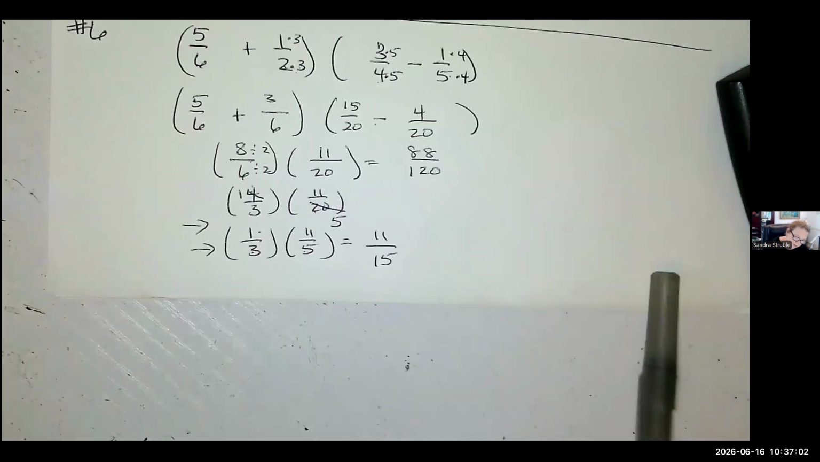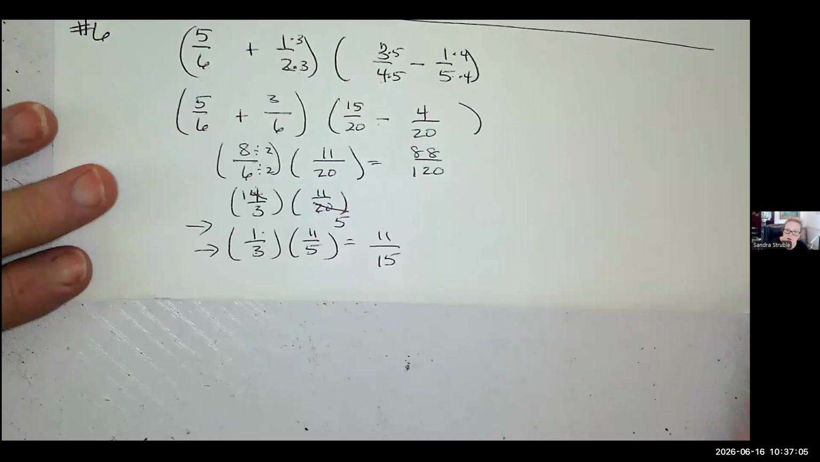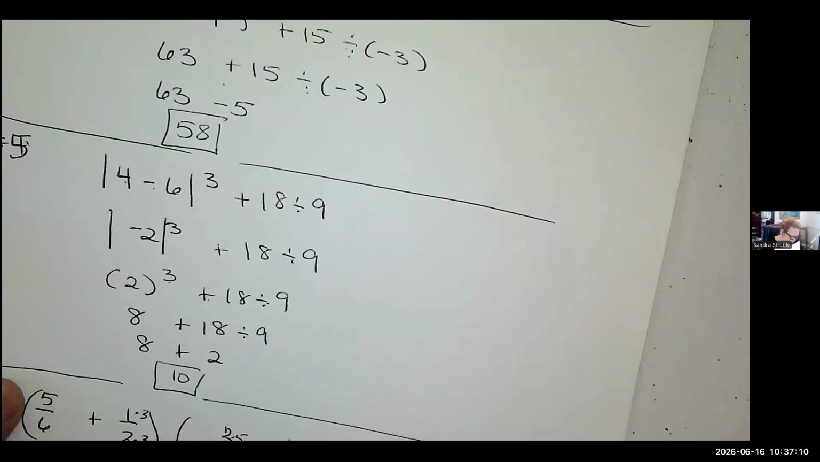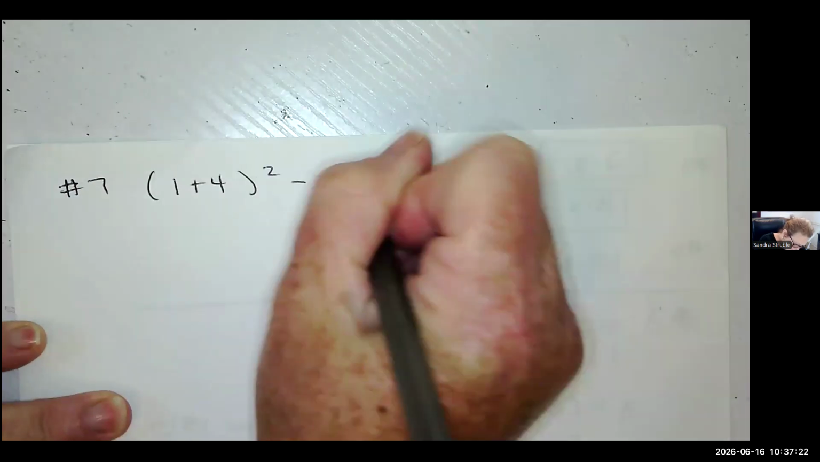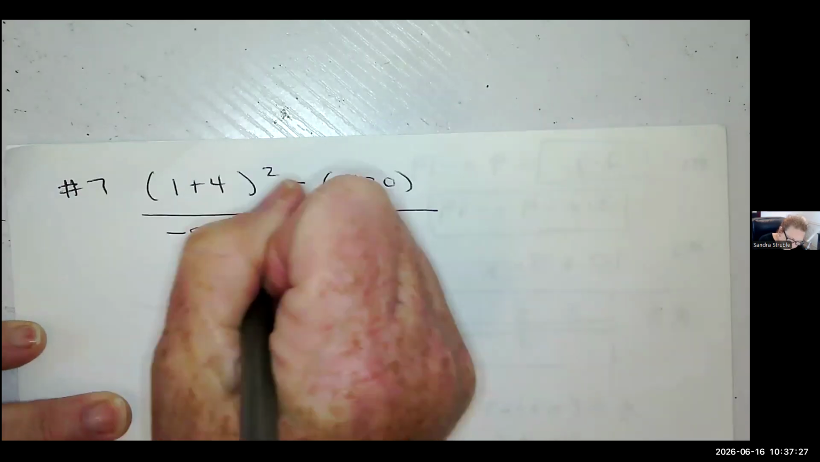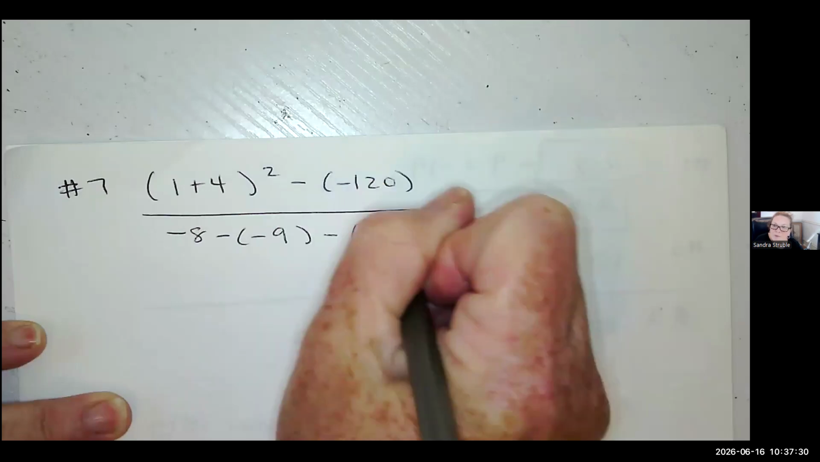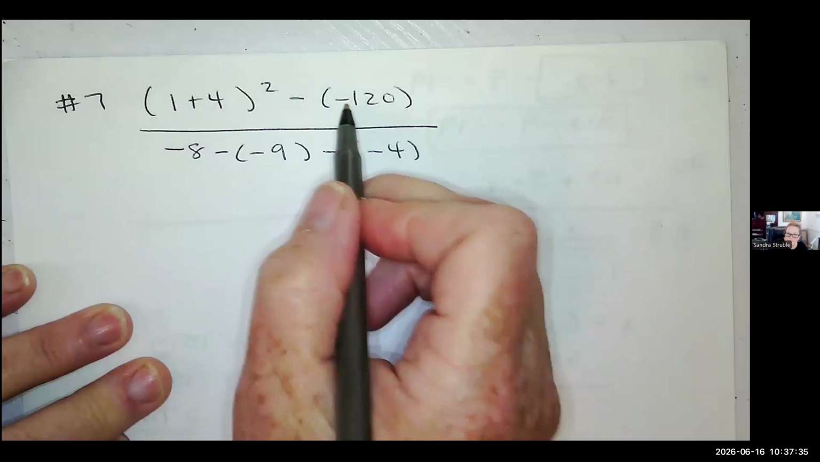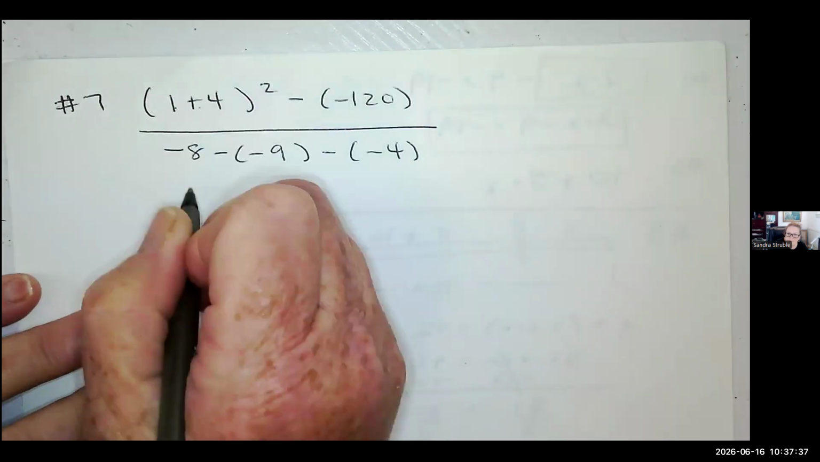Okay, so once you get to 88 over 120, you can just reduce it from there. Let's go to the next one. Number 7. 1 plus 4 squared minus -120 over... All right. Always do what's inside the parentheses first. This one's nothing to do, but this one there is. 1 plus 4 is 5.